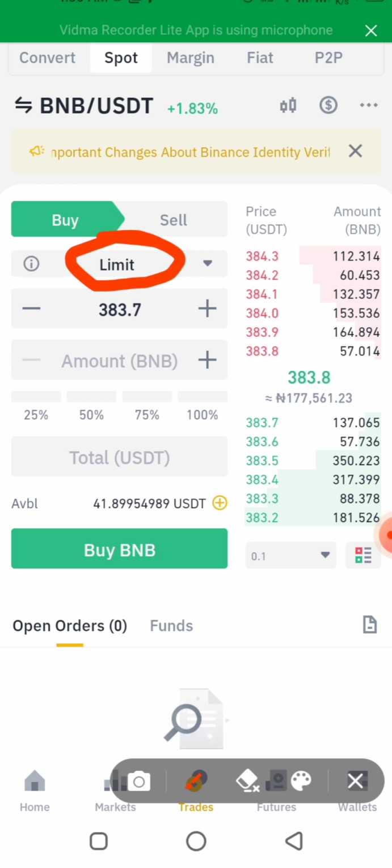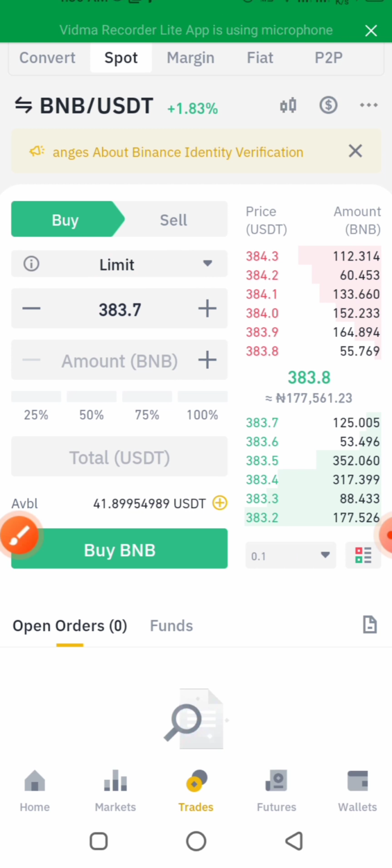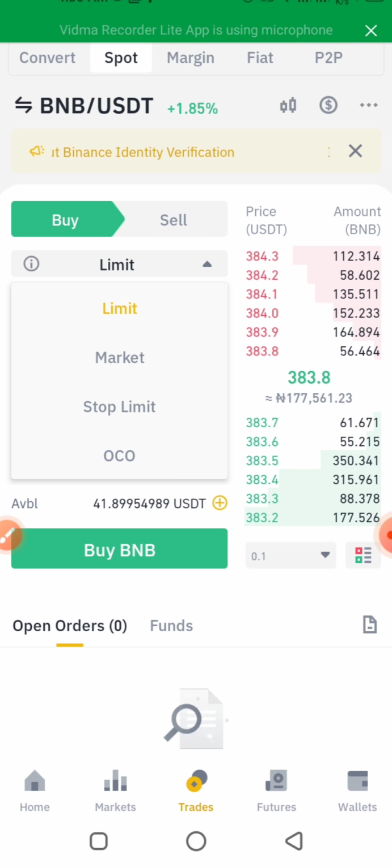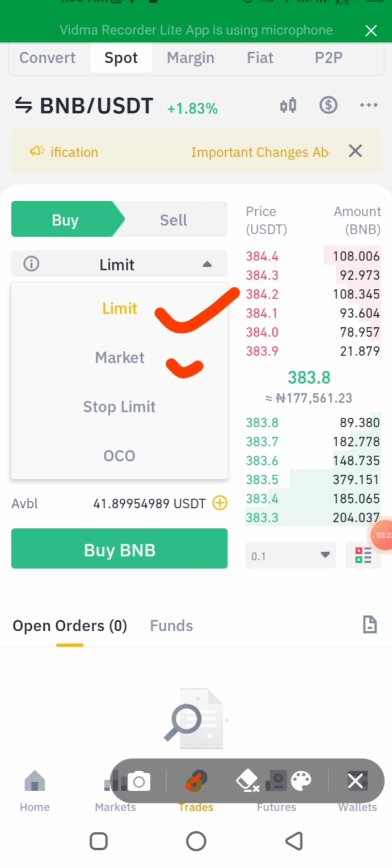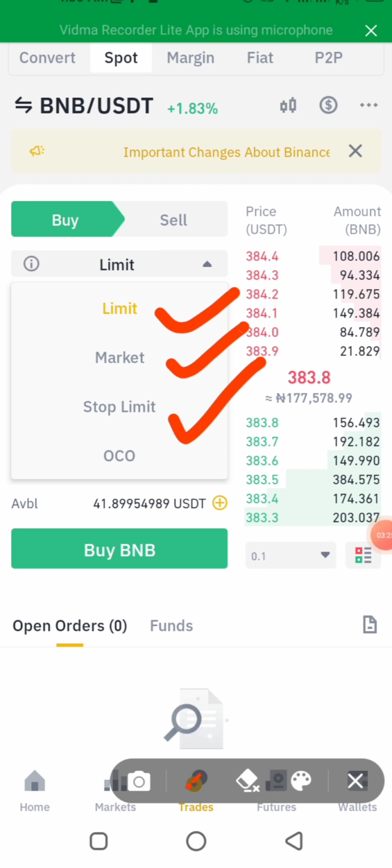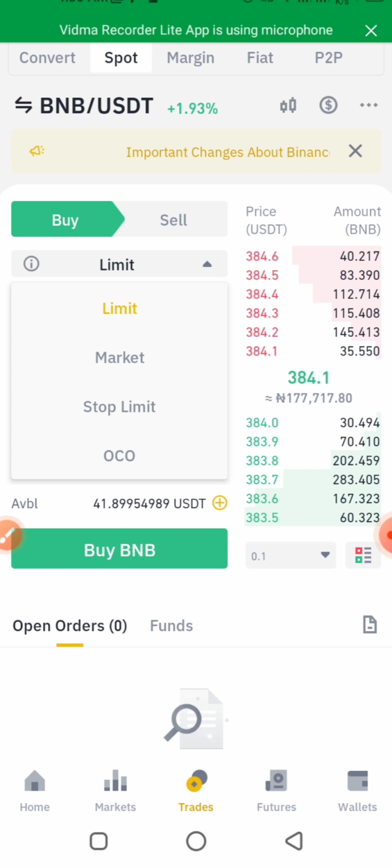If you come here now, see here, this is where the limit is. If I click there, it's going to bring out some options. See the options that came out. You see limits, you see markets, you see stop limits, and OCO. These are different orders that you can use to execute or initiate a trade on this very platform.